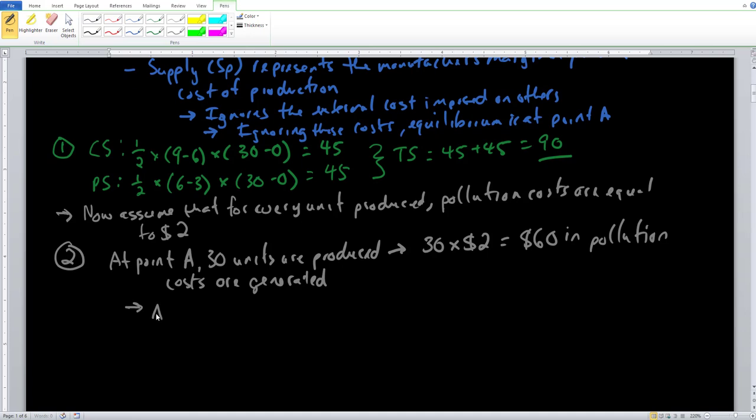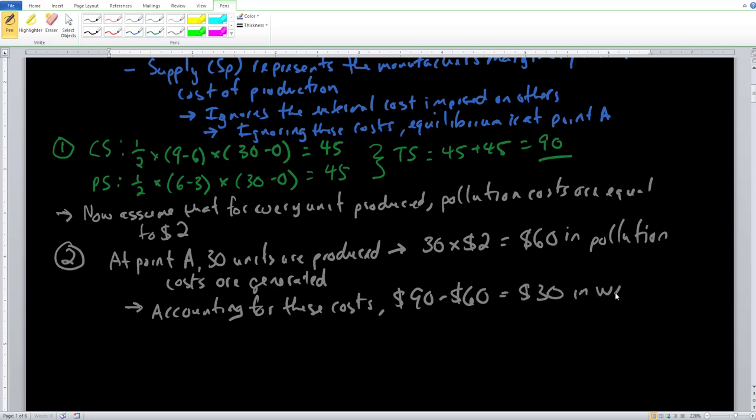So when we account for these costs, we have 90 minus $60, so only $30 in welfare. $30 in welfare or surplus is going to be generated.